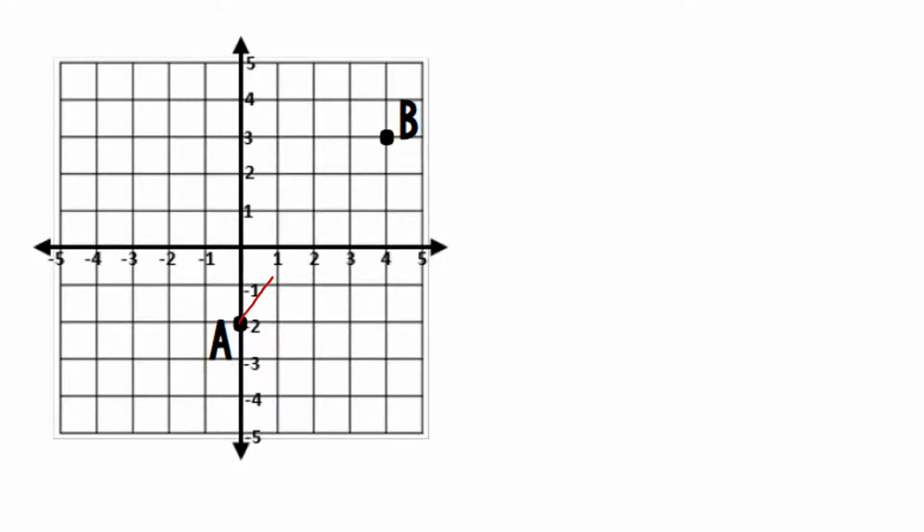So we start by connecting our dots, A and B. That creates the letter C, the hypotenuse. We can go ahead and draw the right triangle. So I'm going to go down from B. I'm going to go over from A.